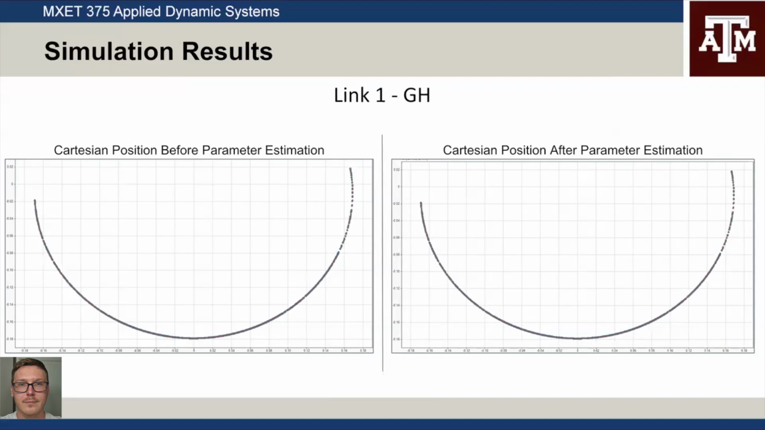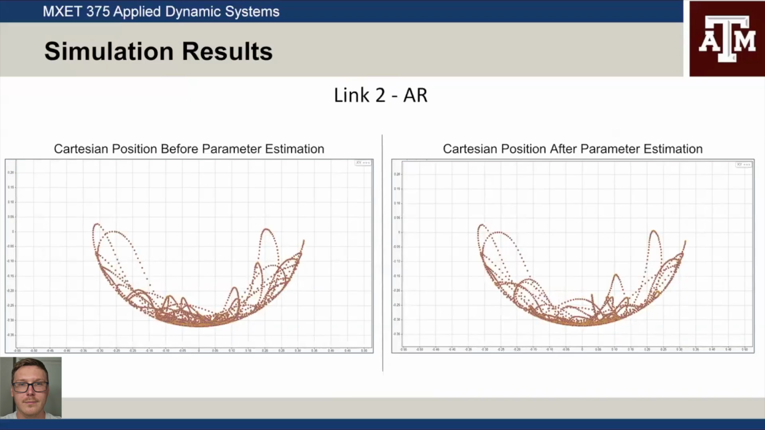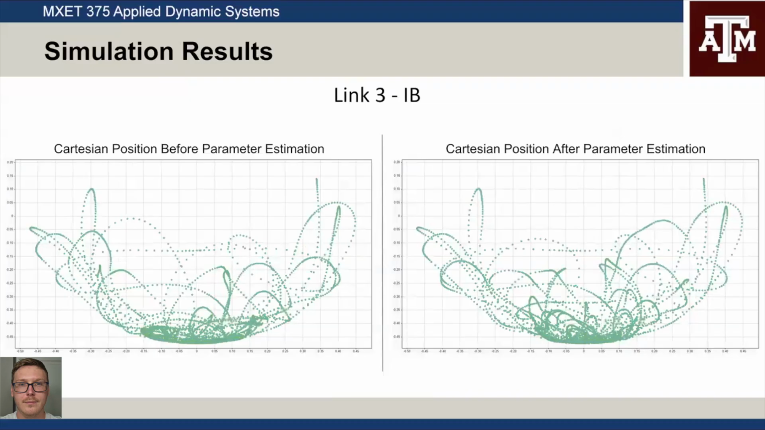For link GH, as you can see, the XY plots for before and after parameter estimation are practically the same because it acts like a link to an anchored pivot. For link AR, we start to see some variance here. And for link IB, we see a much larger change after estimation. But the simulation motion and the real world prototype are a lot closer together.